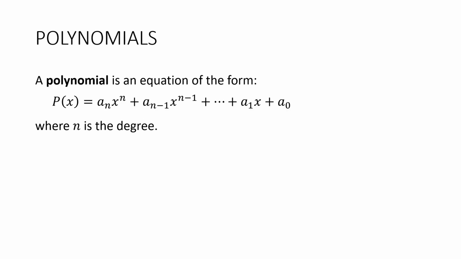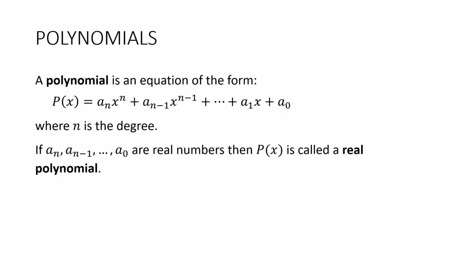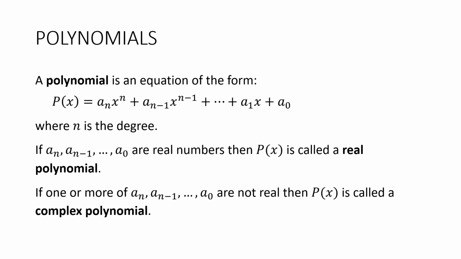Okay, we're going to finish off this video by returning to polynomials. So remember, a polynomial is an equation of the form p of x is equal to a_n x to the n plus a_(n-1) x to the n minus 1 plus dot dot dot plus a1x plus a0, and n is the degree. Now we learnt about real polynomials. That's when all these coefficients are real numbers. But if one or more of those coefficients is not real, then p of x is called a complex polynomial.